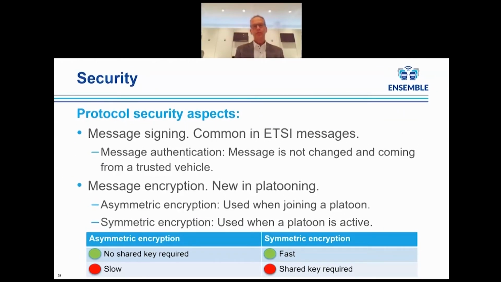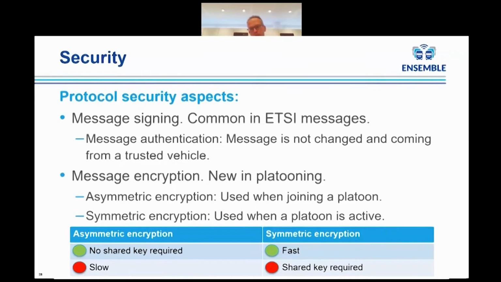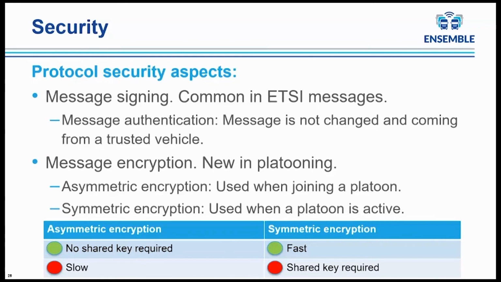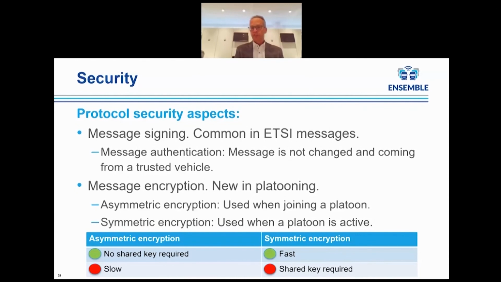Asymmetric encryption is used when there is no shared key. When two random trucks want to platoon, they do not share something secret that they can use to do encryption. So in this case, we use the asymmetric encryption. That's the positive aspect of asymmetric encryption. The downside to this is that it is rather slow. Symmetric encryption, on the other hand, is really fast, and we need that during the platoon phase because we exchange high-frequent control messages. But we need to have a shared key to accommodate symmetric encryption.